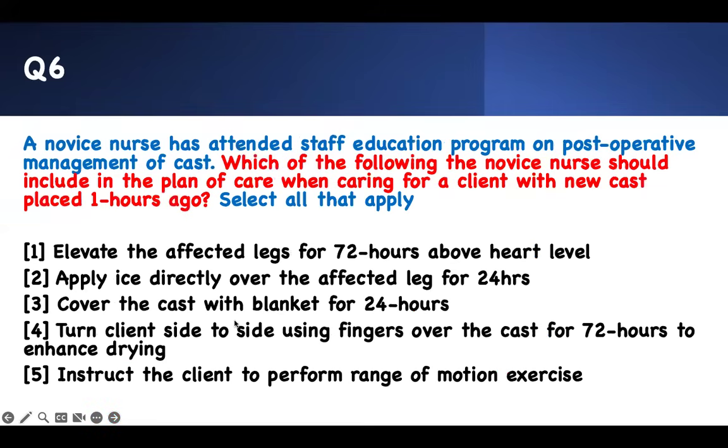A novice nurse has attended a staff education program on the post-operative management of a cast, right? Which of the following should the novice nurse include in the plan of care when caring for a client with a new cast placed 1 hour ago? What am I trying to confuse you with? I give you 4 lines. Usually I don't do that. When I do, I want you to master how to read long questions. Go for the buzzword. All the novice nurse and staff education wording is noise. I see cast. Then you said include in the plan of care for cast. That's all. So those are vanilla. Cast, plan of care, 1 hour.